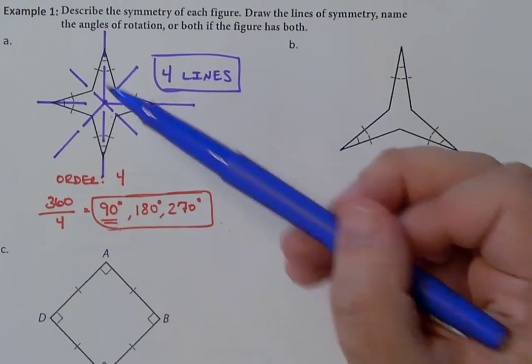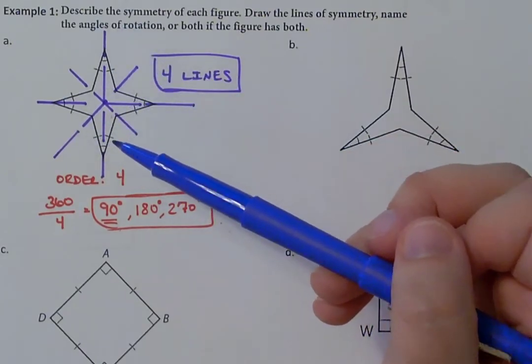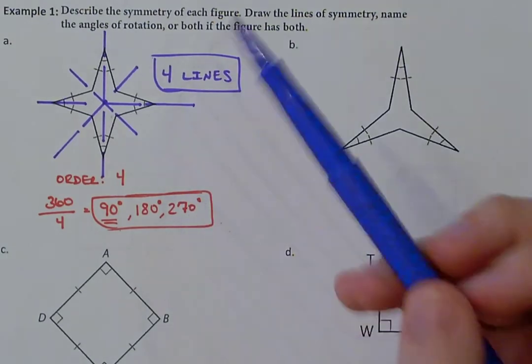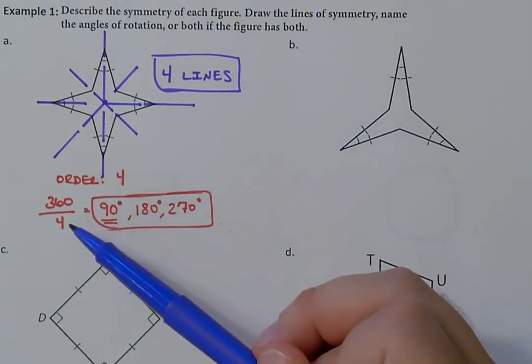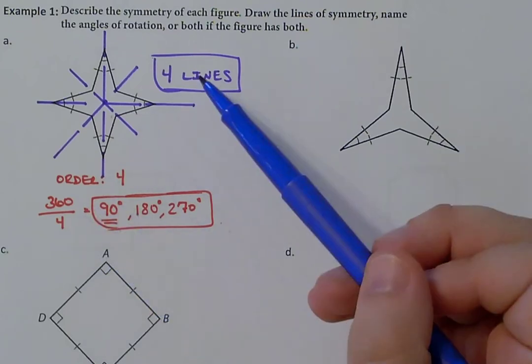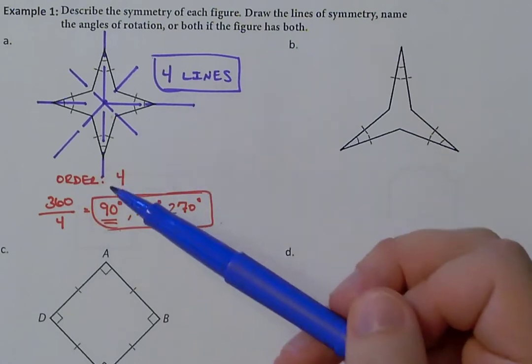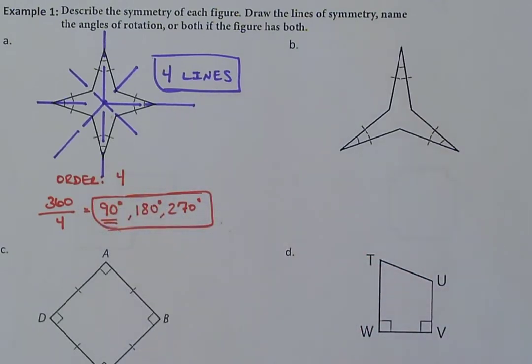My lines of symmetry is how many times I can cut the shape so that it would map back onto itself. Now, something to note, this has 4 different times it maps back onto itself, and this has 4 lines. That is not always the case. The 4s don't always match up for this.